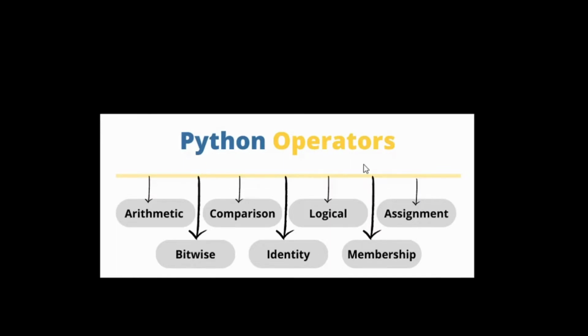What is an operator? An operator is basically something you use to perform operations on variables or values. Python has various types of operators, such as arithmetic operator, comparison operator, logical operator, identity operator, membership operator, assignment operator, and bitwise operator. To explore more, let's go to our code editor.